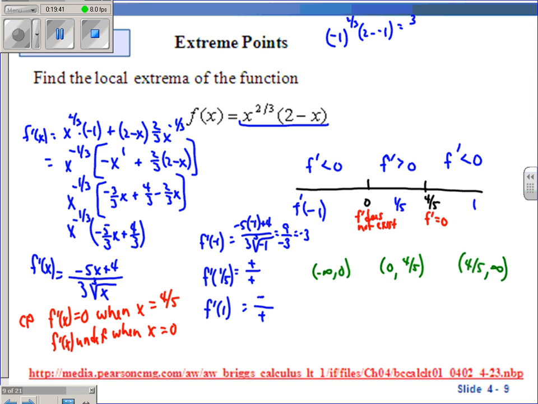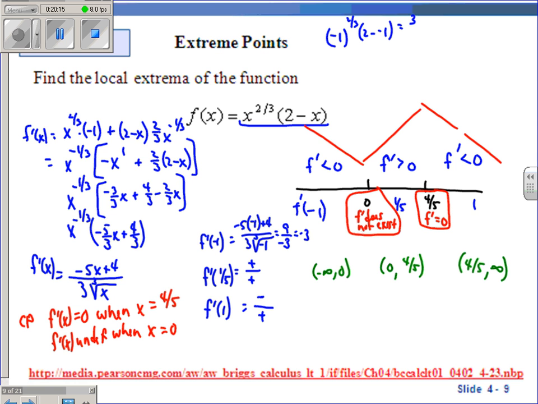Okay. I want the extremum here. I'm not even asked for the intervals of increasing or decreasing. Just looking at where the derivative is negative. If the derivative is negative from negative infinity to 0, I know the function's got to be falling. From 0 to 4/5, the derivative is positive, the function is rising. And from 4/5 on, the function is going to be decreasing again since the derivative is negative. So now looking at where the extrema occur, I have an extrema that occurs at 0 and at 4/5.